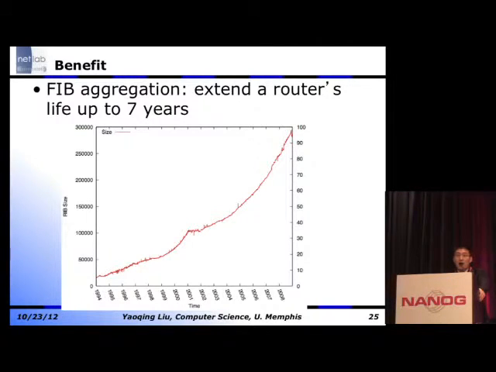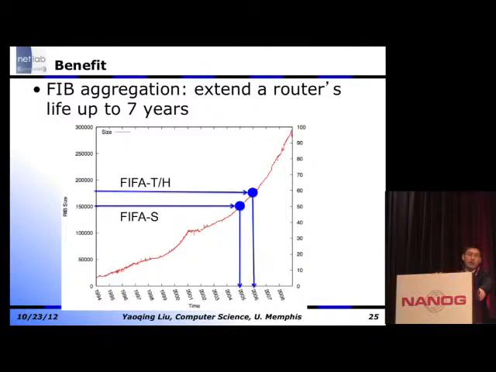So what's the benefit? Our conclusion is that we can extend the router life, or the line card life, by more than 5 years, up to 7 years. We use the history data to get this conclusion. For example, at the end of 2011, the optimal FIB size is about 150. If we map this result to the historical trend of the FIB size, we are back to 2005. Even if we use the threshold one, T and H, we are back to 2006. That means a router or line card that was supposed to be replaced in 2005 or 2006 can be used till now.